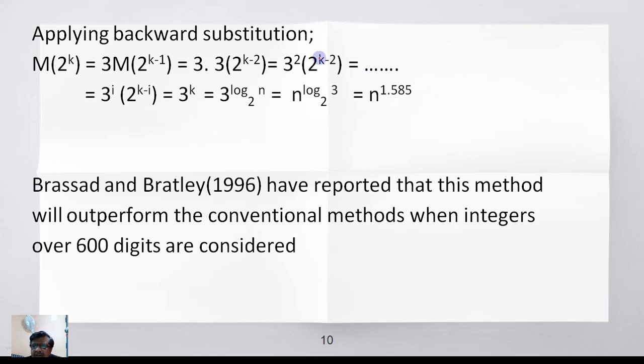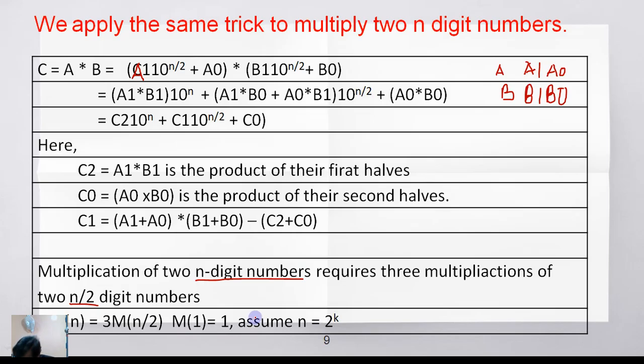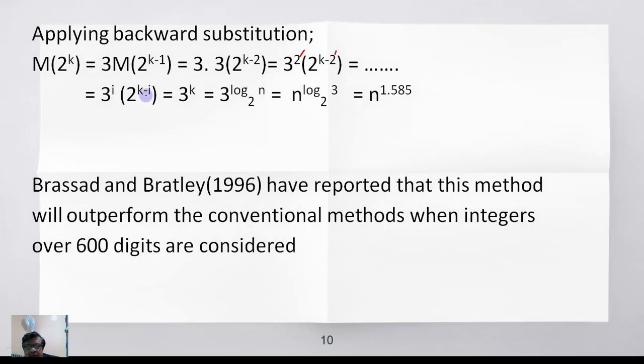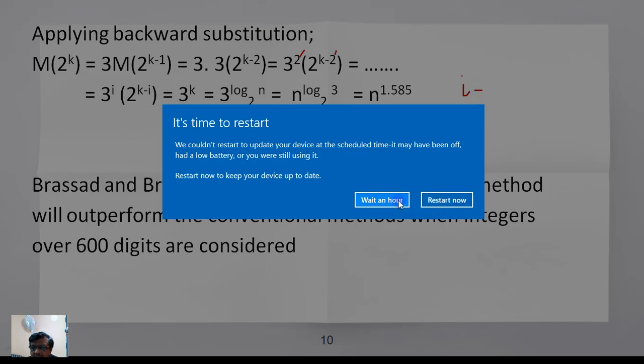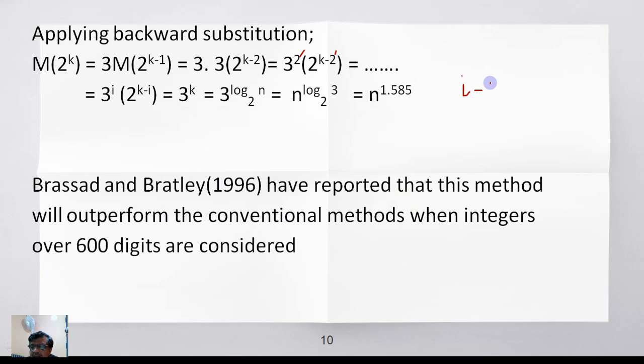But anyway, the pattern is found over here. In the second step it is 2 and it is 2. In the first step it is 1 and it is 1 over here. Therefore we can replace this pattern with i. So 3 to the power of i into 2 to the power of k minus i. Then in order to make this to be 1, because the base case is m of 1, we will substitute i equal to k. So i should be equal to k.